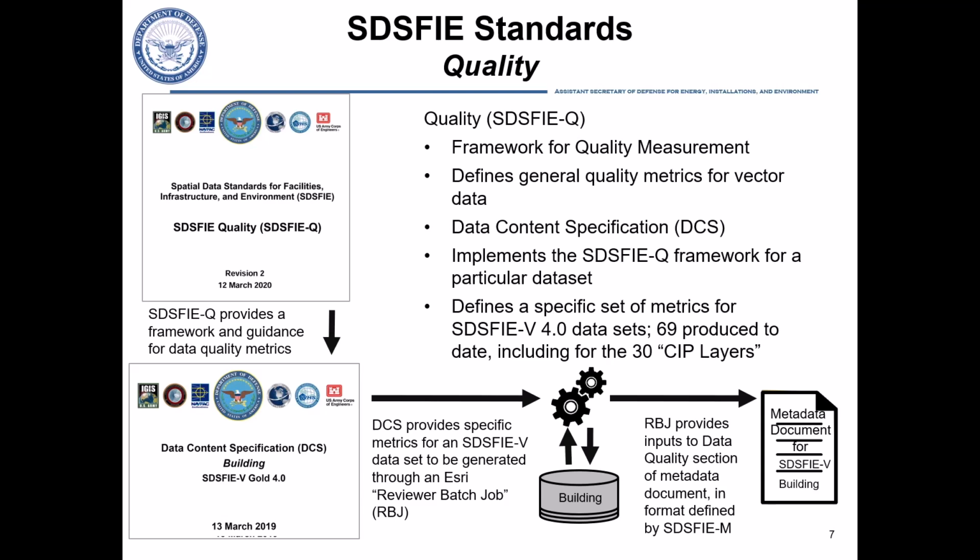SDSFIE-Q requires a DCS be created for each SDSFIE-V feature type, 266 in the most recent 4.0 Gold model. To date, DISD program staff have developed and published DCSs and corresponding RBJs for all 30 Common Installation Picture, or CIP, layers, and an additional 39 SDSFIE-V Gold feature types.